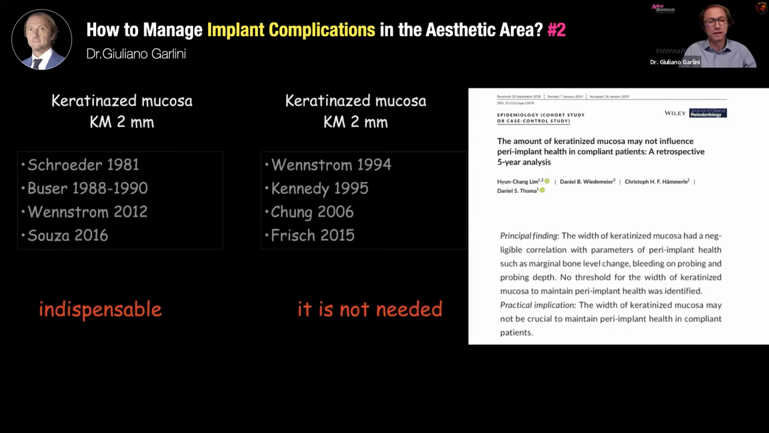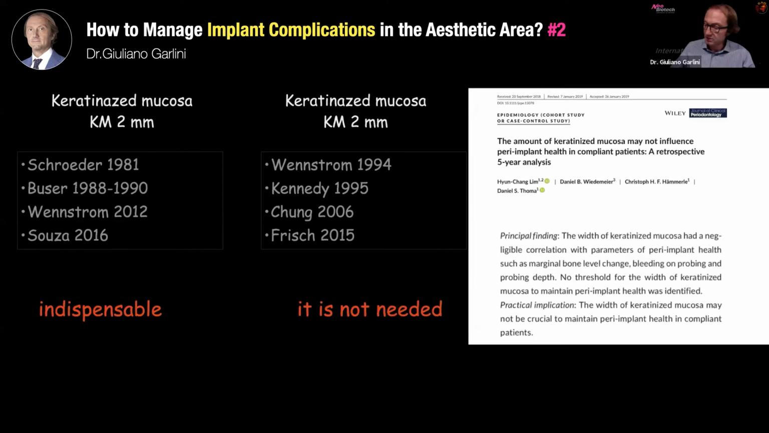If we take a look at the literature, the more ancient literature but also the latest studies, we can see that the authors are split into two different groups. One group considers the keratinized mucosa indispensable, and I belong to this group. But on the other hand, some authors consider that keratinized mucosa, at least 2 millimeters around the dental implant, is not needed.